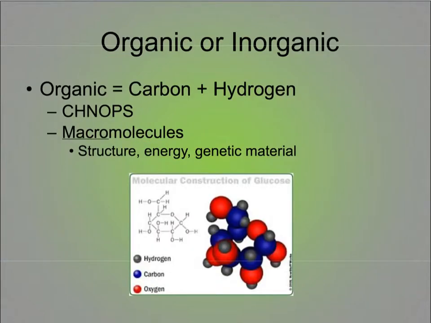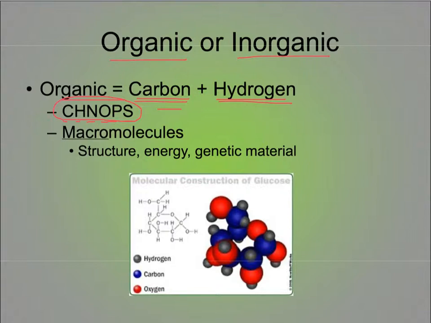The next thing I want to talk about is the difference between organic and inorganic compounds. We are organic beings, and we have many organic compounds in us, and the key thing to remember is that organic compounds have carbon and hydrogen. In fact, if you remember this acronym CHNOPS, you know the 6 most common elements in the human body. C for carbon, H for hydrogen, N nitrogen, oxygen, phosphorus, and sulfur.